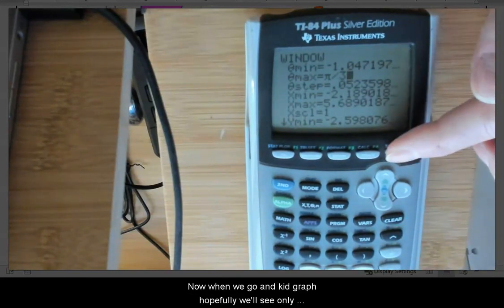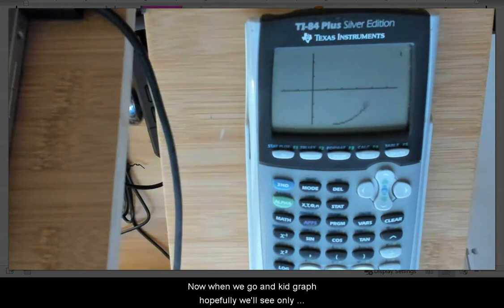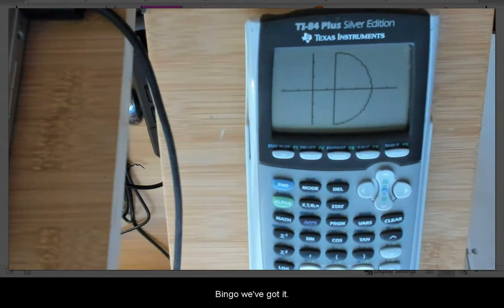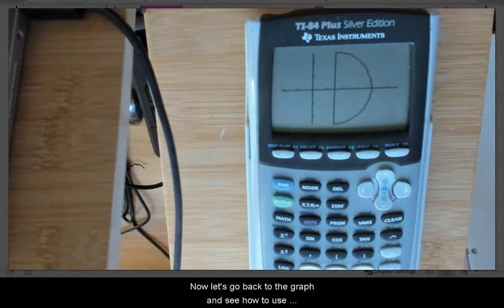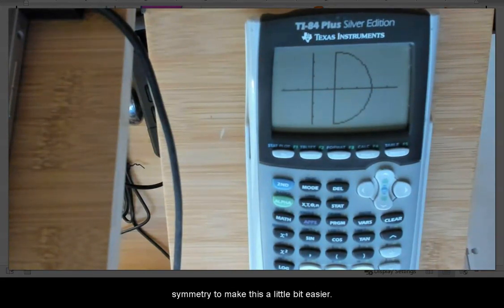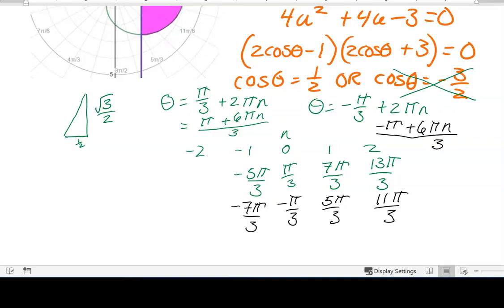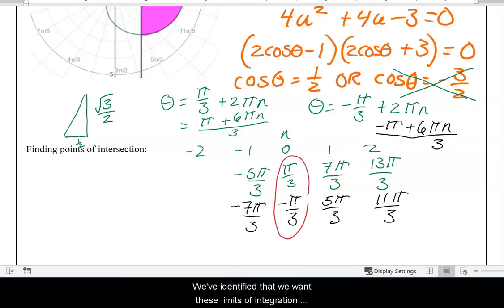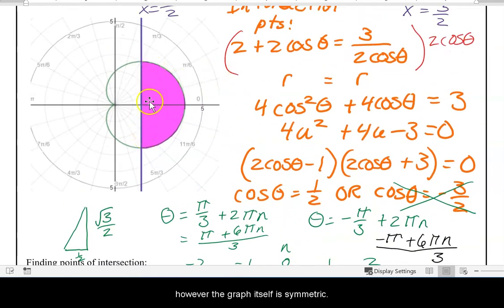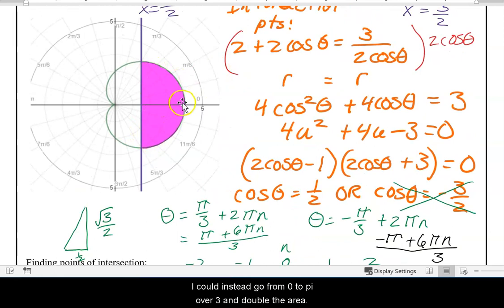Now when we go and hit graph, hopefully we'll see only that part and that it will connect and barely touch the vertical line. Bingo, we've got it. That's what we need. Now let's go back to the graph and see how to use symmetry to make this a little bit easier. We've identified that we want these limits of integration. However, the graph itself is symmetric. I could instead go from 0 to pi over 3 and double the area.